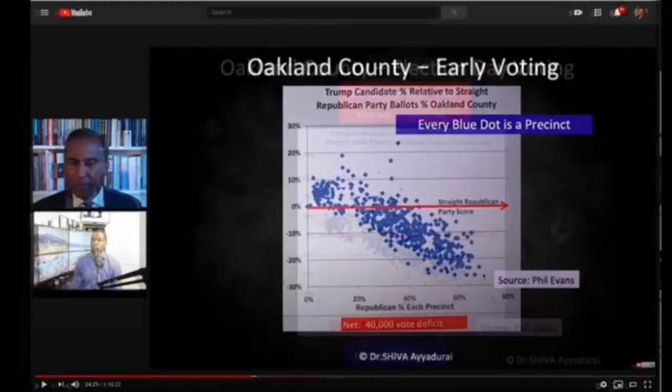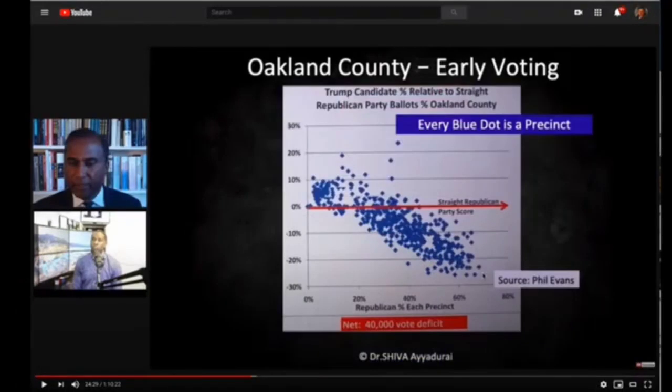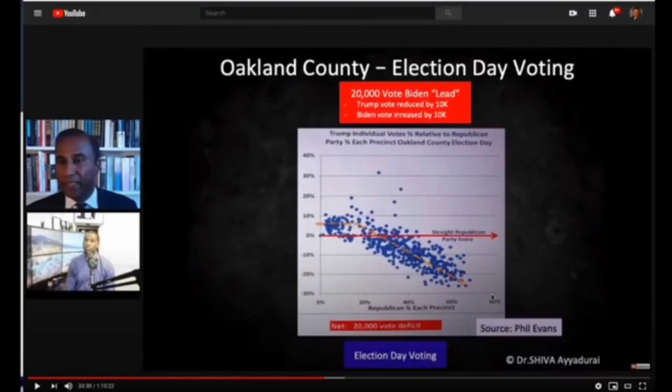Let's go back and look at the previous one. There's the slope for early counting. There's the slope for election day. And look at that. It makes a perfectly straight yellow line. Look at the yellow line. It's normal. It's what you would expect to see.